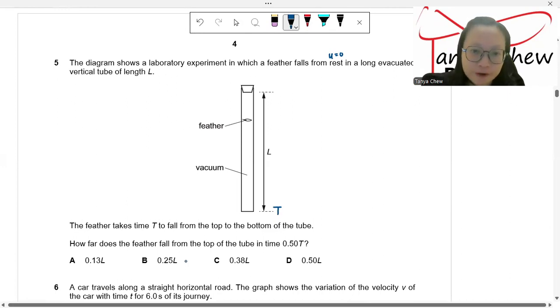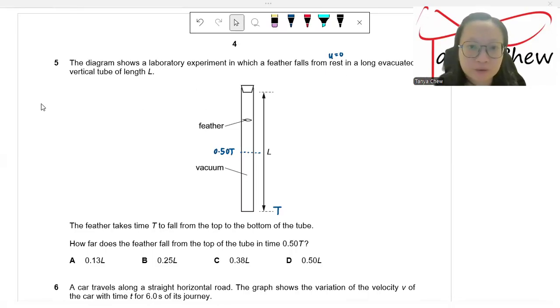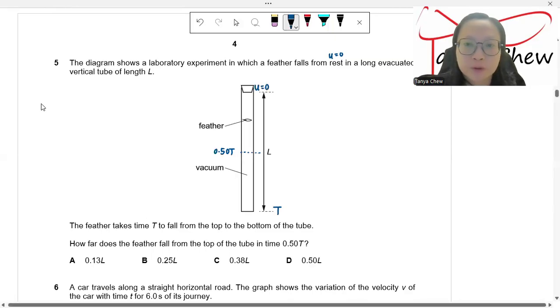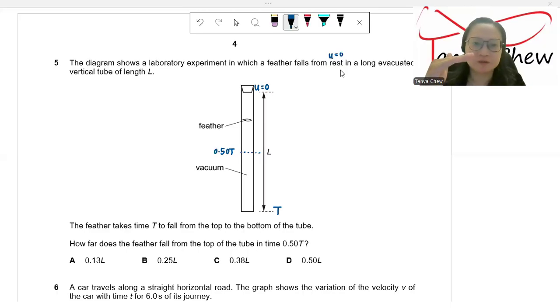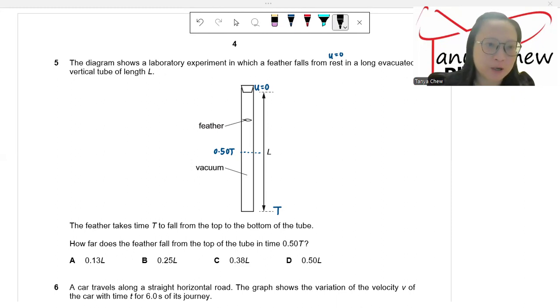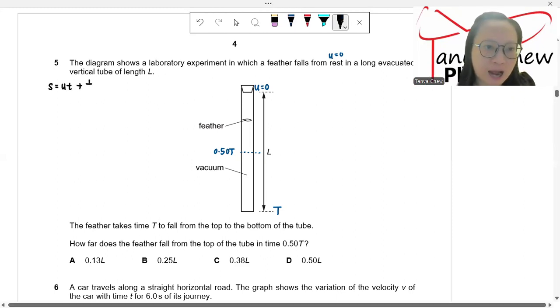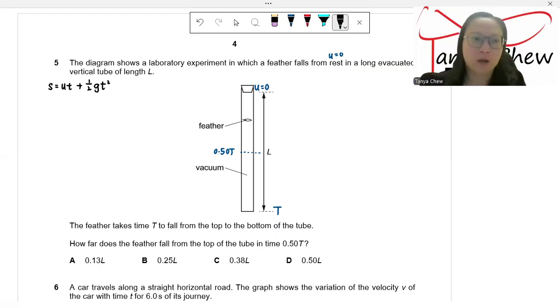So I would say 0.5t is somewhere here. I don't know, I will just assume. The information that I have is that the feather starts from here, u is equal to 0. Since the distance of the feather falling is given, which is the length of the whole tube, L, I am going to use this equation: s equals ut plus half g t squared, because this is about a falling feather. I replace the a with g, gravitational acceleration.